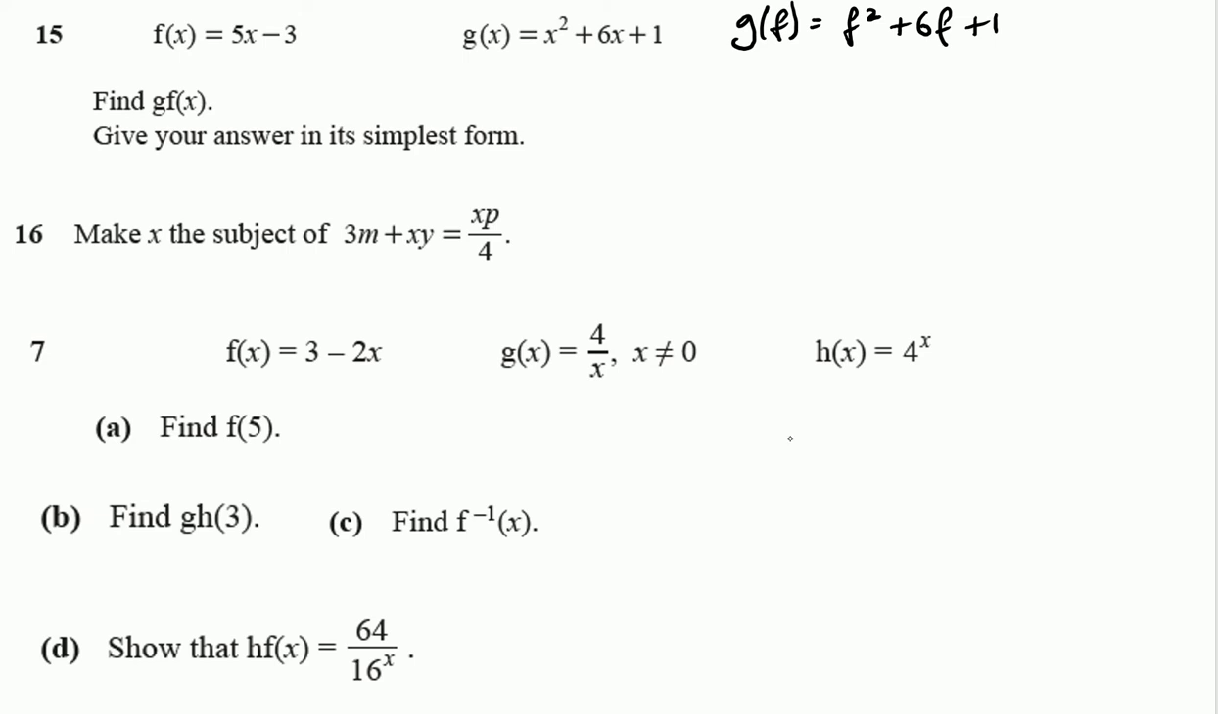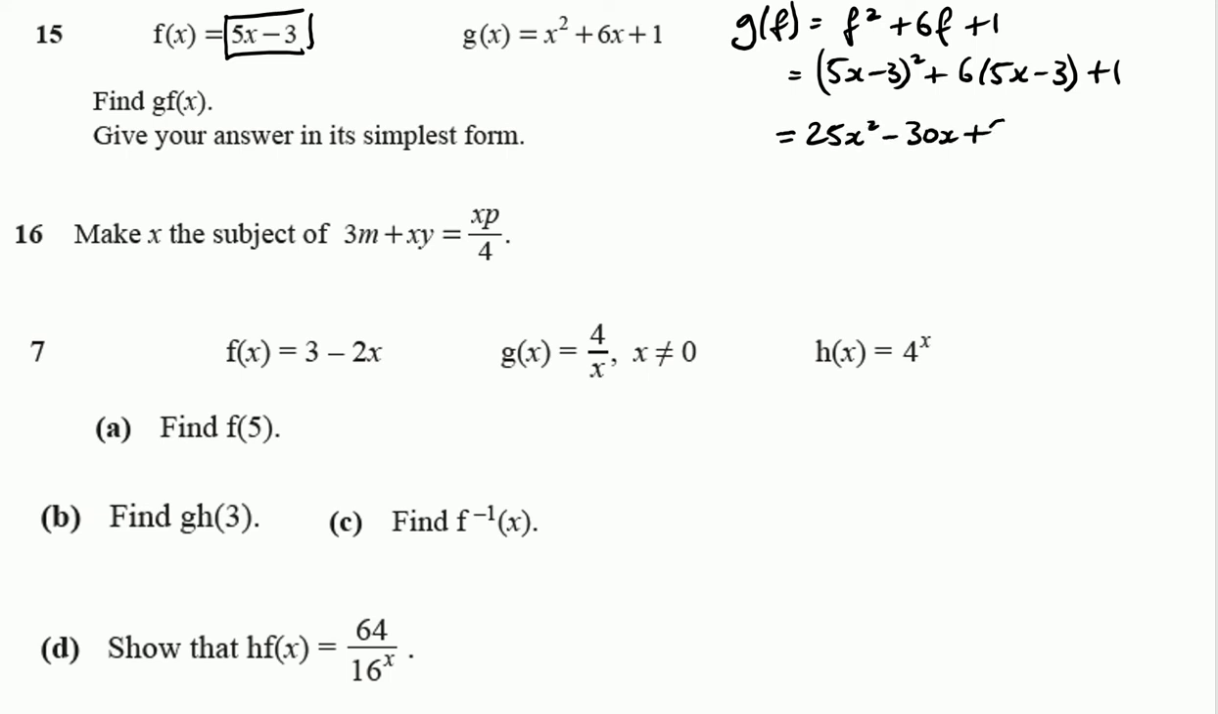But remember that f x is 5x minus 3, and so we're going to have 5x minus 3 squared plus 6 times 5x minus 3 plus 1. And it says to give the answer in the simplest form, so we have to multiply out our brackets and collect like terms. 5x minus 3 squared is 25x squared minus 30x plus 9 if we go through all the steps. Add 6 times 5x is 30x. Add 6 times minus 3 is minus 18, plus 1.